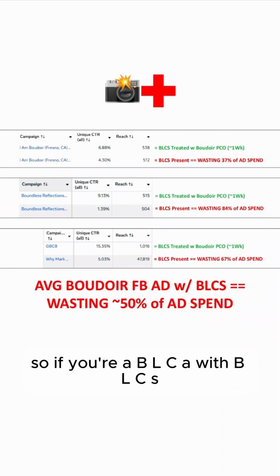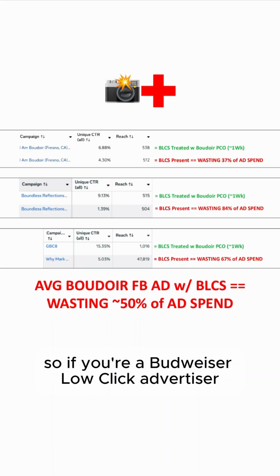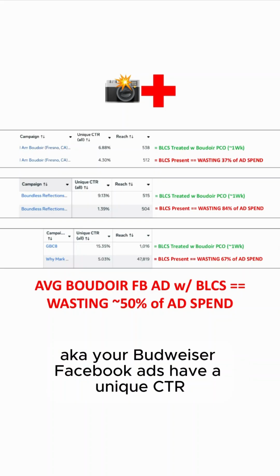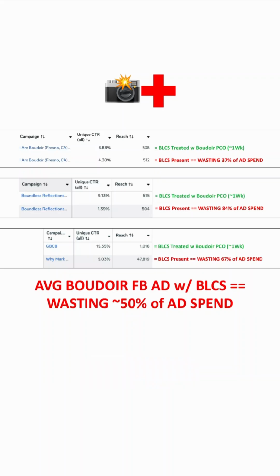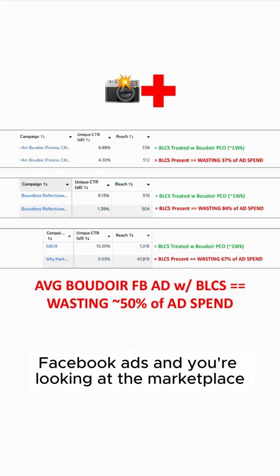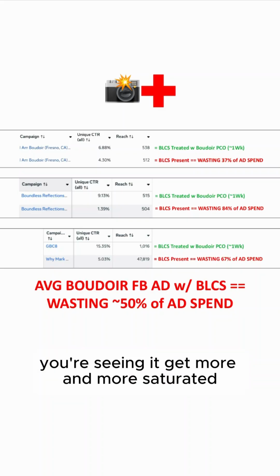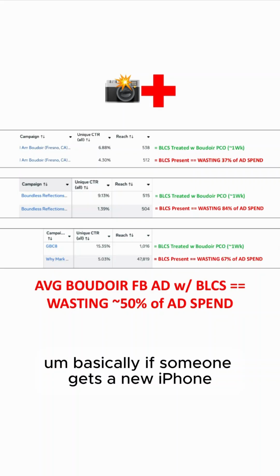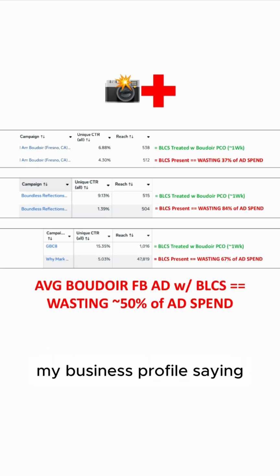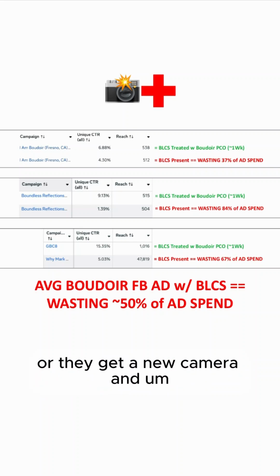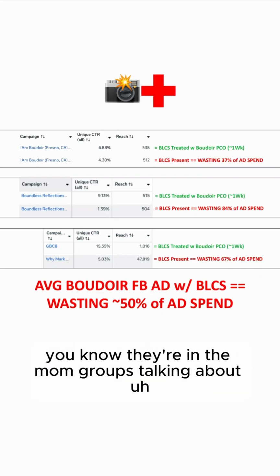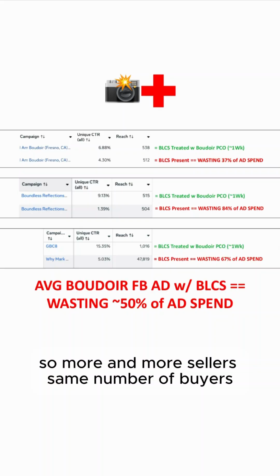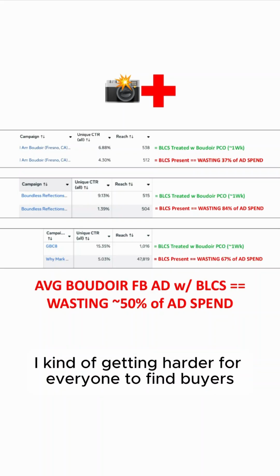So if you're a BLCA with BLCS, so if you're a boudoir low-click advertiser with boudoir low-click syndrome, aka your boudoir Facebook ads have a unique CTR under 6%, and you're spending more than 10 grand a month on boudoir Facebook ads, and you're looking at the marketplace, you're seeing it get more and more saturated in your city, more and more women. It seems like every day, basically, if someone gets a new iPhone, they're throwing up a Google My Business profile saying they offer boudoir photo shoots now, or they get a new camera, and they're in the mom groups talking about how they shoot boudoir now. So more and more sellers, same number of buyers, more competition, getting harder for everyone to find buyers.